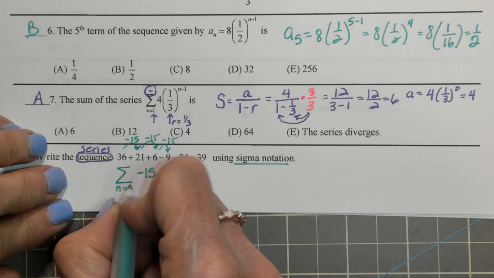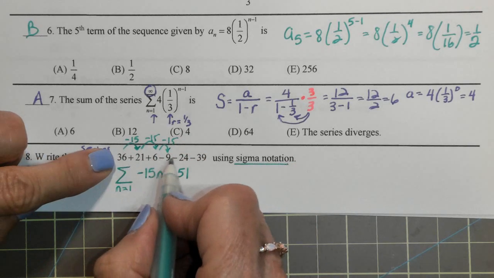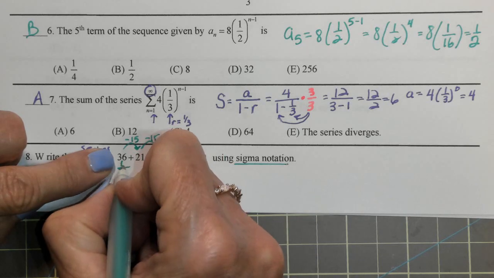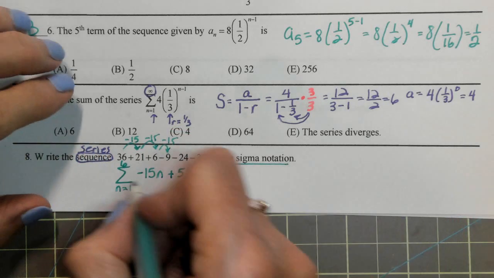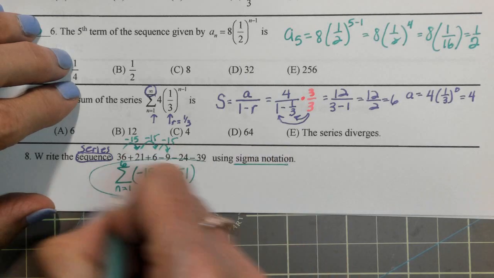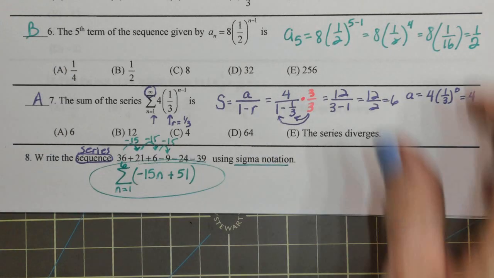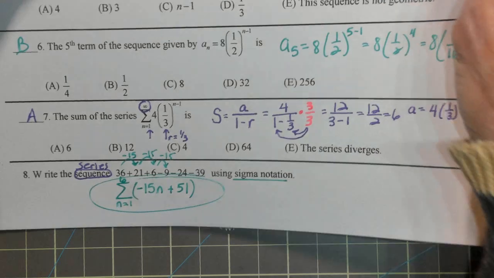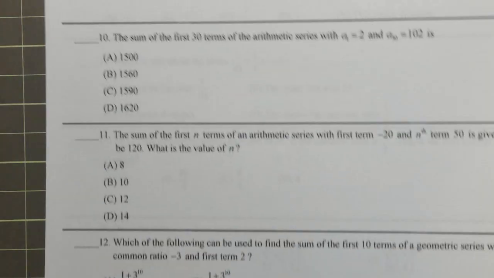So n, we were starting at n is 1. How many terms were there? There were 6 terms, so we put a 6 up there, and that is the sigma notation for that series. I need to remember to fix that for next year's worksheet.